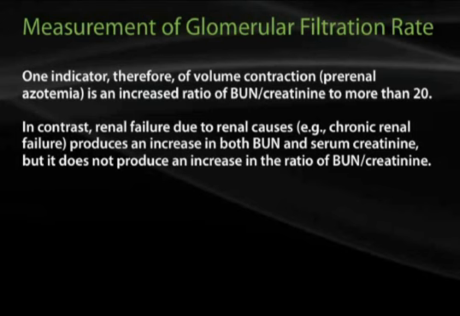In contrast, renal failure due to an intrinsic renal cause, such as chronic renal failure or acute tubular necrosis, produces an increase in both BUN and serum creatinine, but it does not produce an increase in the ratio of BUN to creatinine. In these instances, there is tubular damage, so there cannot be increased reabsorption of BUN.